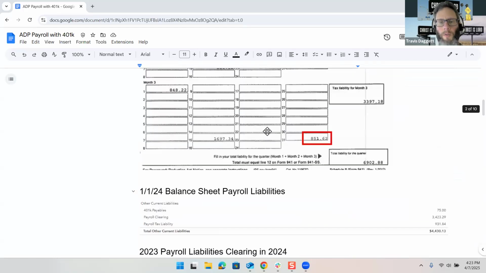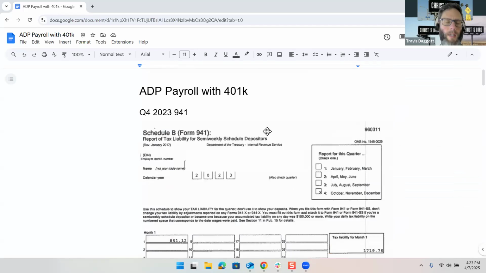So that covers a few different scenarios, establishing the liability balance, beginning and ending of the year, and also sometimes deductions not showing up in the gross and needing to add those back in.